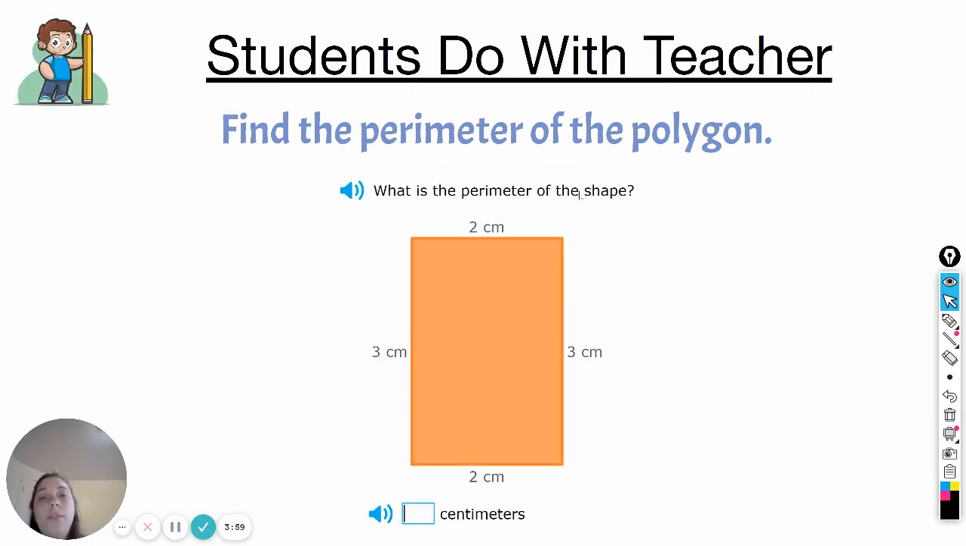All right, now I'm going to have you try this one with me, asking the perimeter of this shape. If you remember, this shape is a rectangle. So I want you to pause the video to figure out the perimeter of the shape, and then press play again to check your answer with mine. So go ahead and pause now.